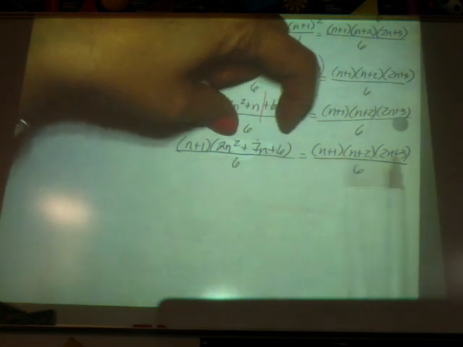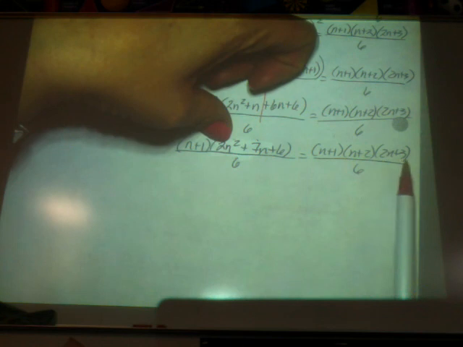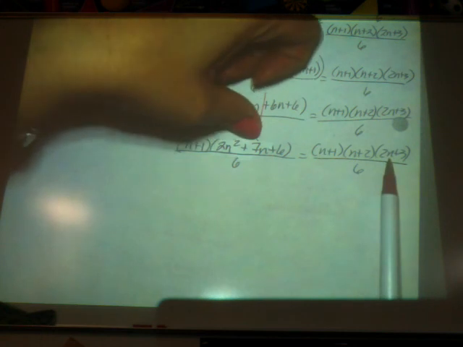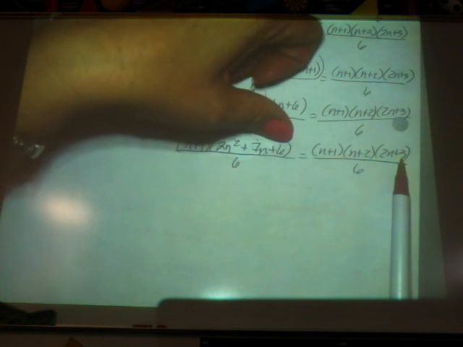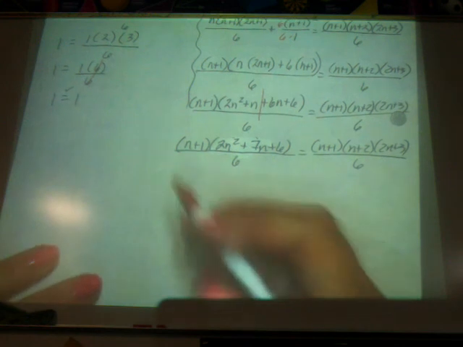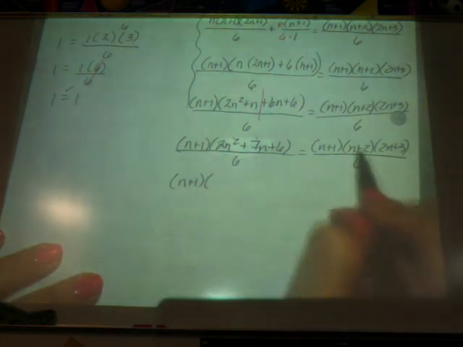But couldn't I just FOIL this in my head? What's n times 2n? 2n squared. What's n times 3? 3n. What's 2 times 2n? 4n. What's a 3n and a 4n? Oh, there it is, right? And then what's 2 times 3? It works, doesn't it? Can't I just go, okay, I foiled that, it works. Do I have to factor by the long way? No, use your brain. All right, so we've got n plus 1 times.